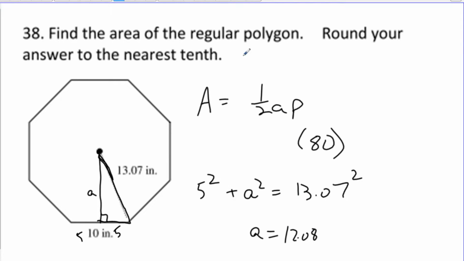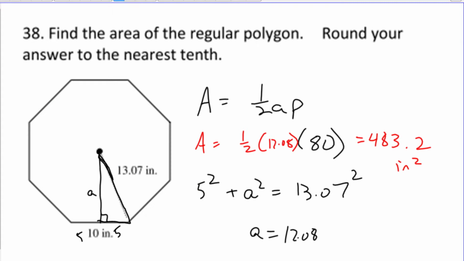So if I come back up here, my A in my 1/2 AP is 12.08 times 1/2. I'm just going to multiply all this out now: 0.5 times 12.08 times 80 is 483.2. So I would say my final answer for this one is about 483.2, and my units would be square inches. So I'll just put it down here, inches squared.